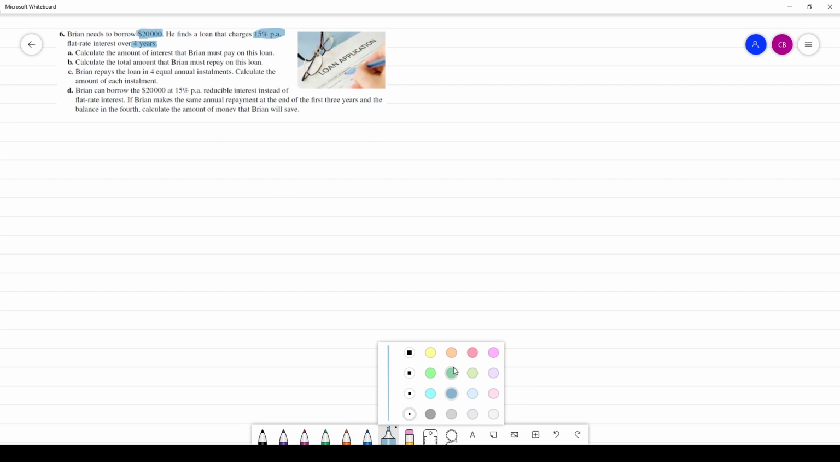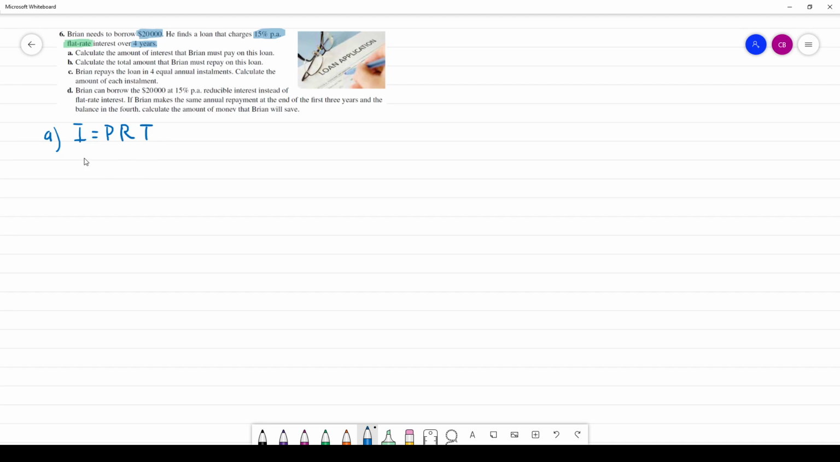Now, we've got to think about, is this a simple interest question or is it a compound interest question? So we're looking for a specific phrase that tells us which one it is, and that is flat rate. And flat rate, that's just another way of saying simple interest. So we want to use the simple interest formula for calculating the amount of interest that Brian must pay on the loan. So that would just be our simple interest formula, I equals P R T.